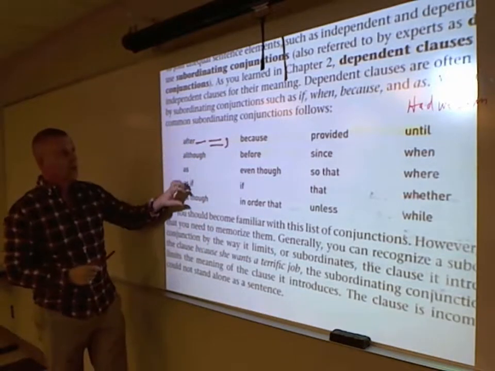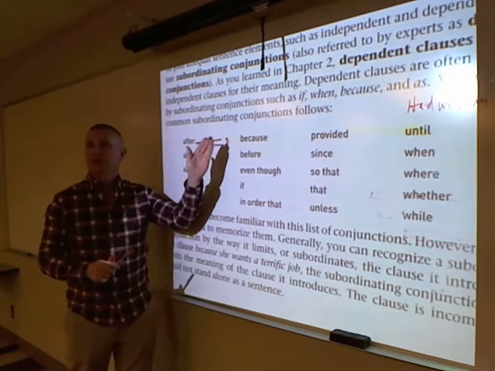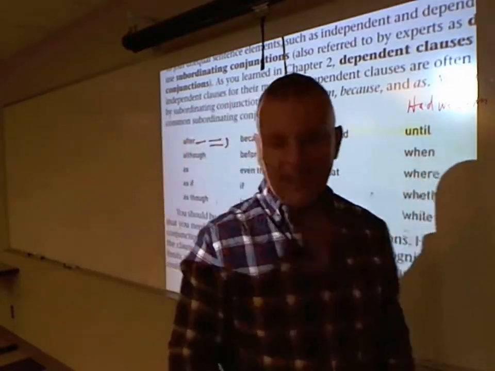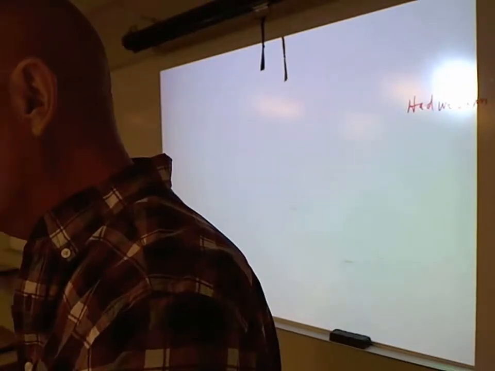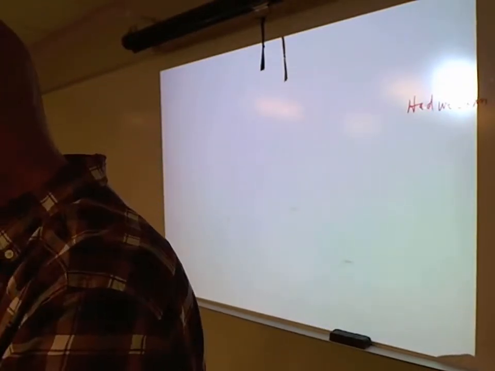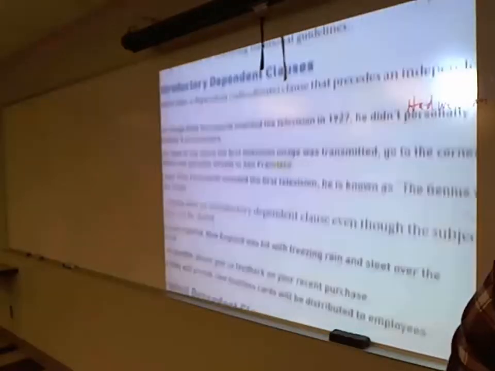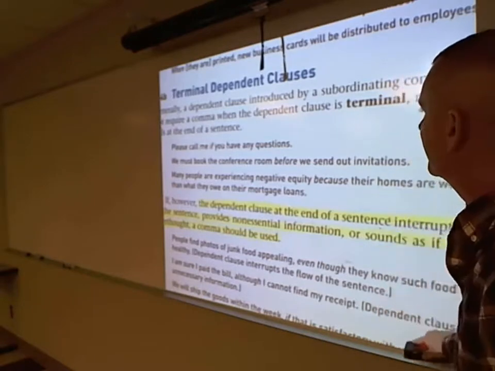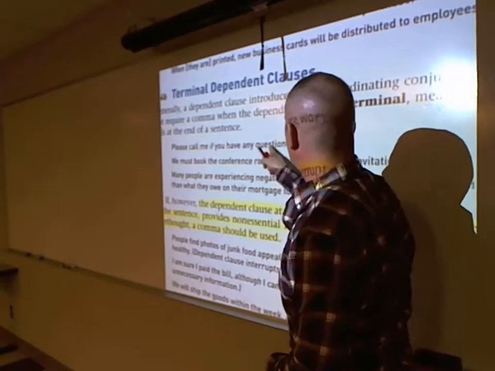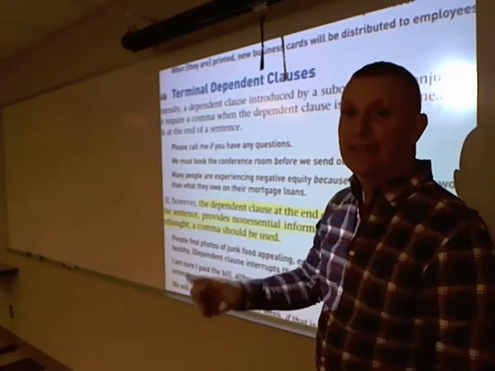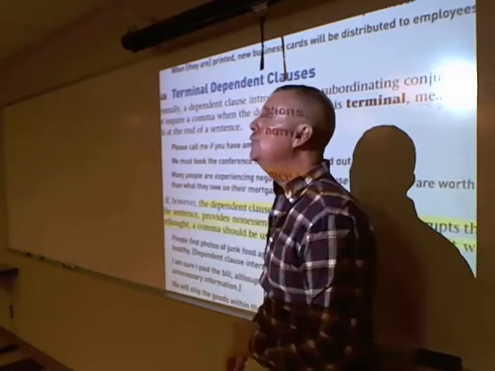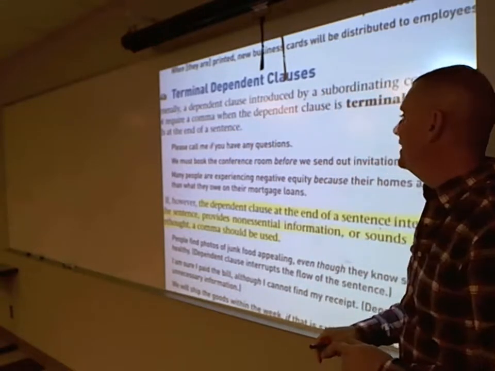Now, if it is not introductory, if it comes at the end of a sentence, that's called a terminal dependent clause, then, as she mentions right down here on the next page, if you have any questions, comma, please call me, is the way that that would be written. But since it places the dependent clause at the end, remove the comma. Please call me if you have any questions. It's still a complex sentence because it includes a dependent clause and an independent clause.